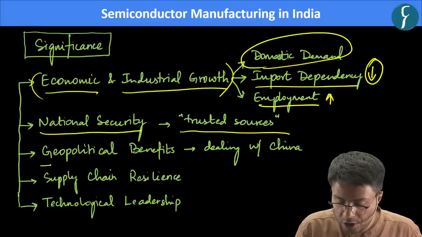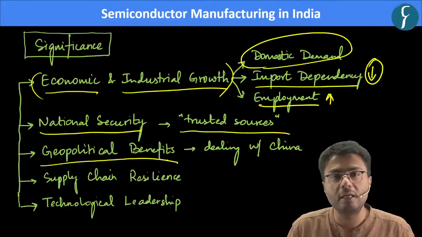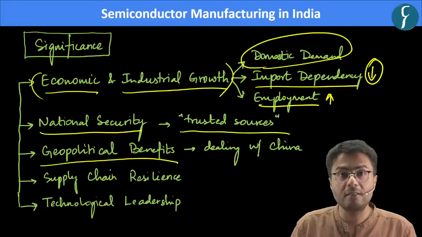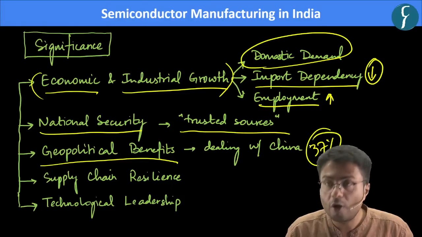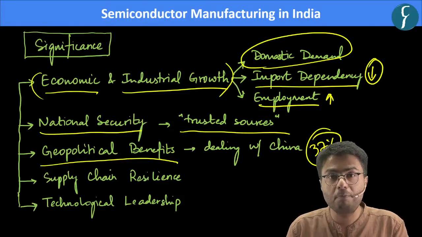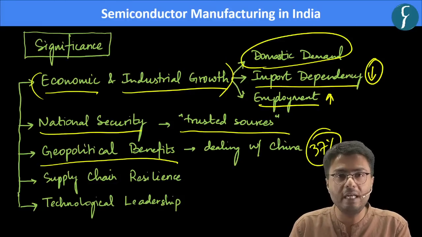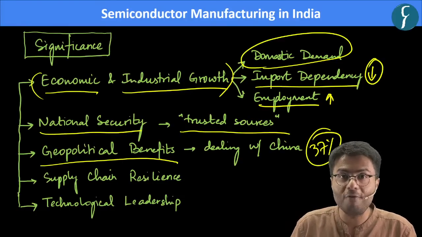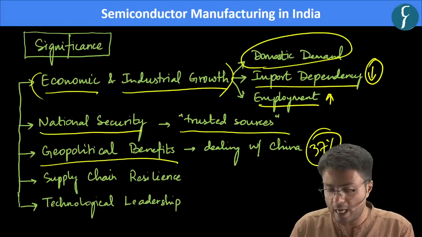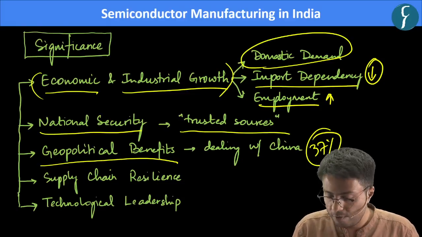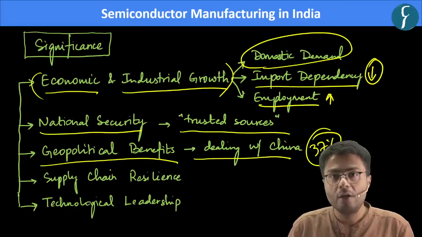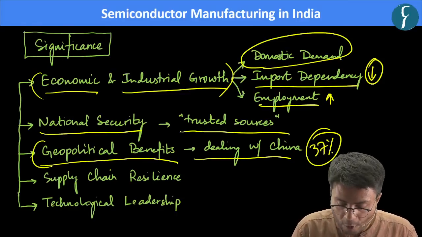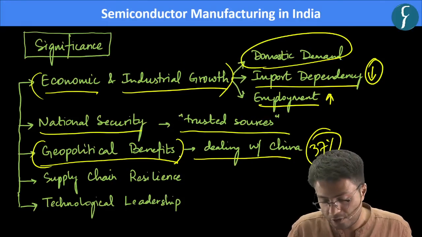Additionally, there's also a geopolitical benefit associated with domestic manufacturing of semiconductors, because currently we are dependent on China for 37% of our requirement of semiconductors. And hence, this plays into China's hand when they have to deal with us, because they have encroached on Indian territory. Only when we are able to reduce our dependence on China will it give us an upper hand in dealing with China on our domestic national requirements. Hence, domestic manufacturing of semiconductors will provide us with significant geopolitical benefits.